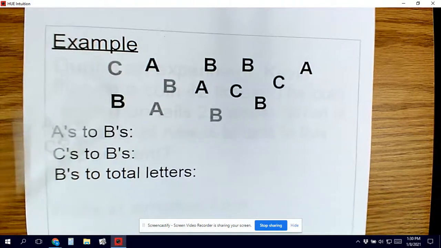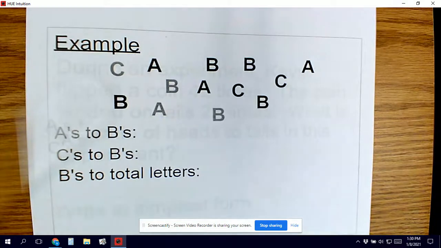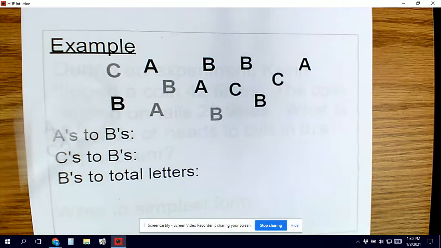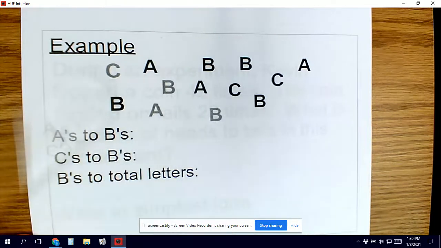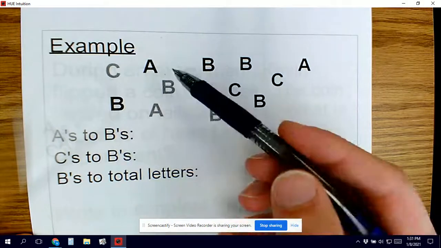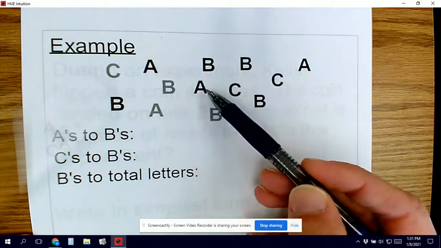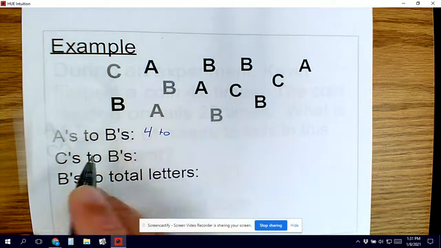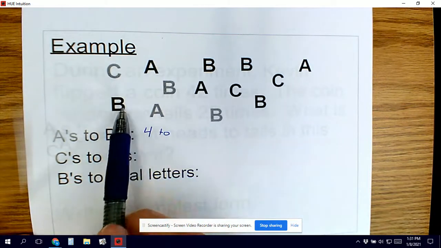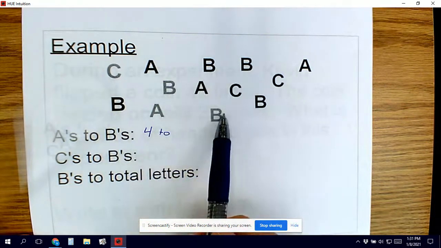All right, let's do another example. Same idea here. In this example, we are looking at an assortment of letters, and our first ratio is asking us to compare A's to B's. So, counting through my pile here, I have 1, 2, 3, 4 A's to, now we're counting B's, 1, 2, 3, 4, 5, 6.